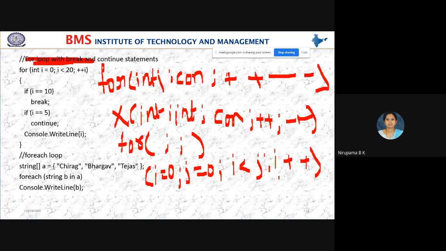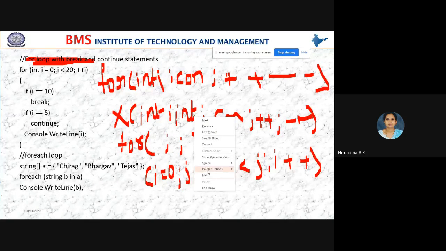Yes, can I write like this? No. Why? Because according to the syntax, I can write only two semicolons in the for loop, but I told you that you can include more than one initialization.